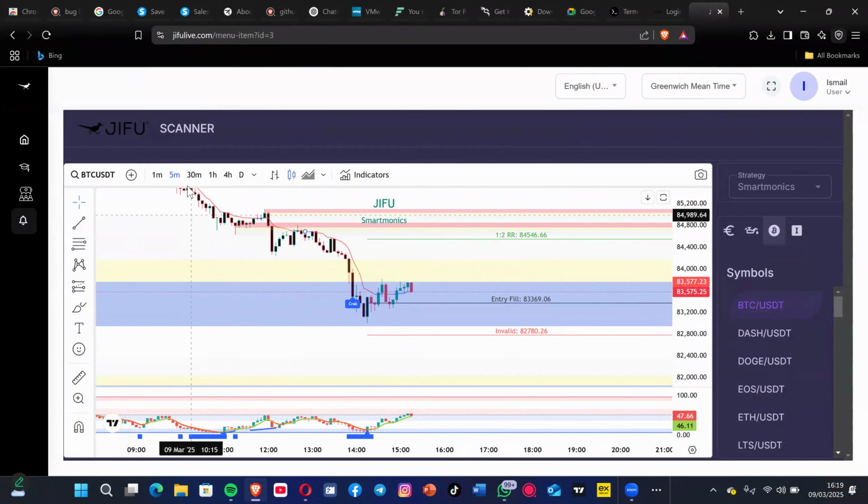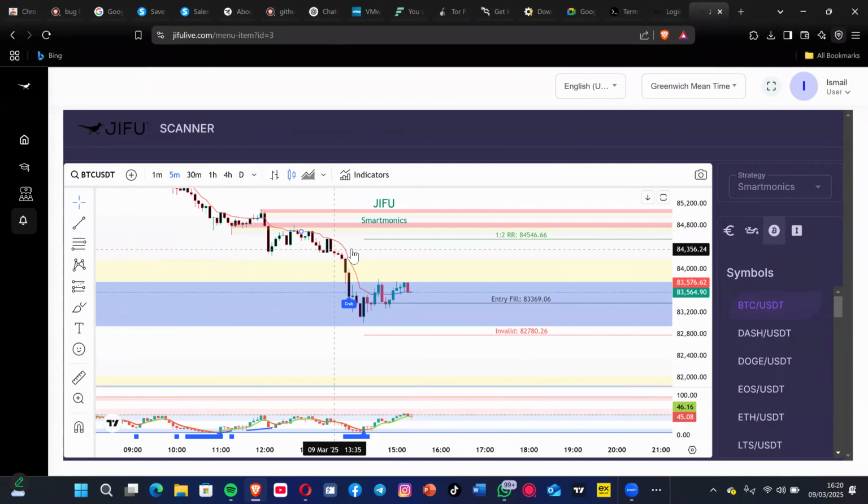Then another thing I want to show you. It's also okay if you want to check time frames here too. You know, this is on 5 minutes. Maybe it says buy. You want to check, maybe let's go to 4 hour.